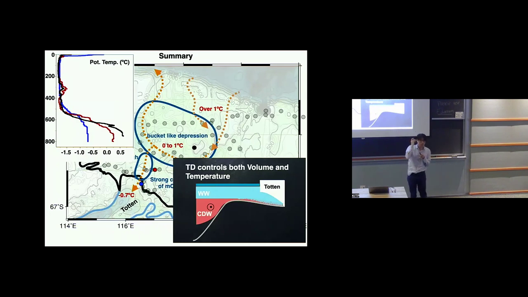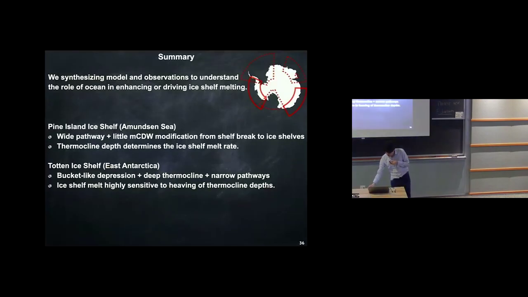is very, very sensitive to the change in thermocline depth. So if you summarize the total ice shelf, it's like a bucket, a big depression, deep thermocline, and narrow pathways at the ice shelf front. And this indicates that ice shelf melt is highly sensitive to the heaving of thermocline depth.